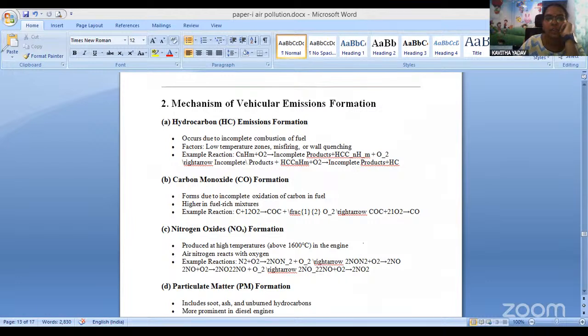Then coming to the third one, that is nitrogen oxide formation, how nitrogen oxides will form. Till now, we have seen how hydrocarbon emissions form and how carbon monoxide emissions form, and now we are going to explain nitrogen oxide formation. Nitrogen oxides are produced at high temperatures above 1600 degrees centigrade in the engine.